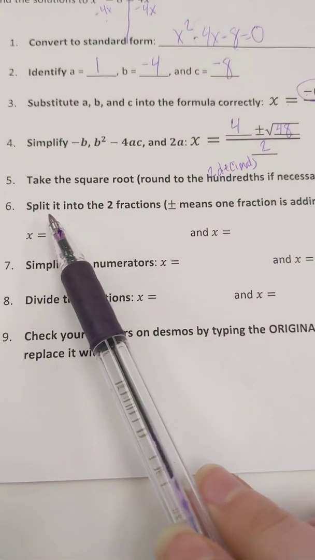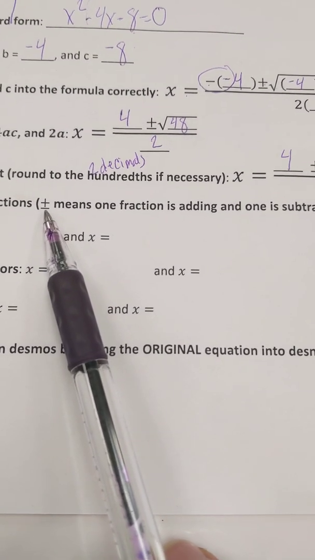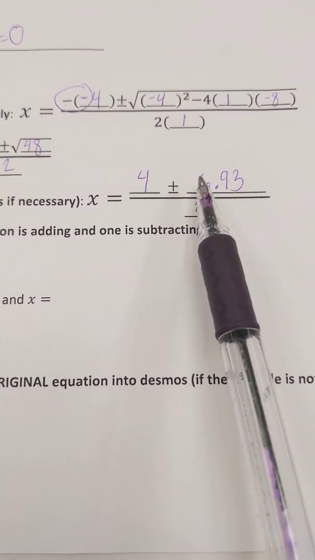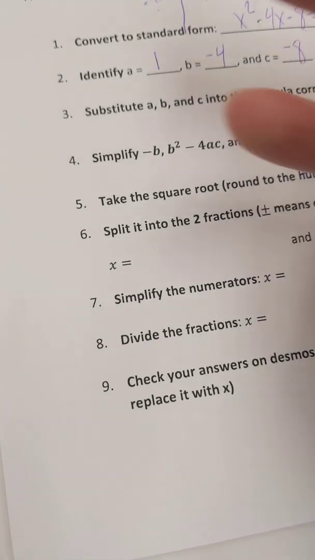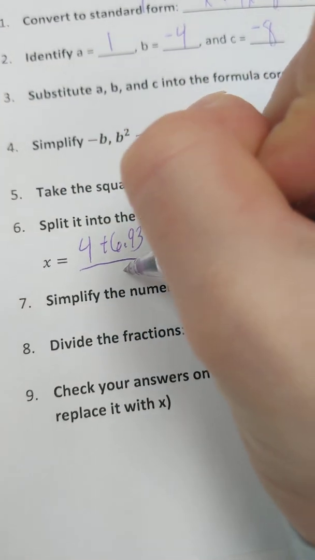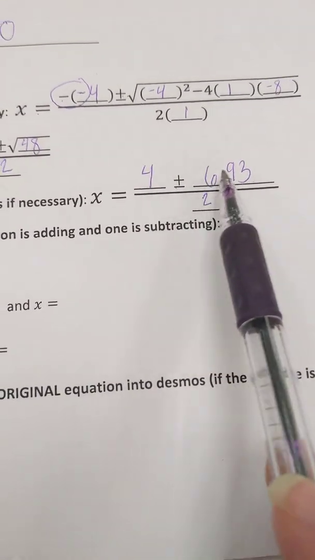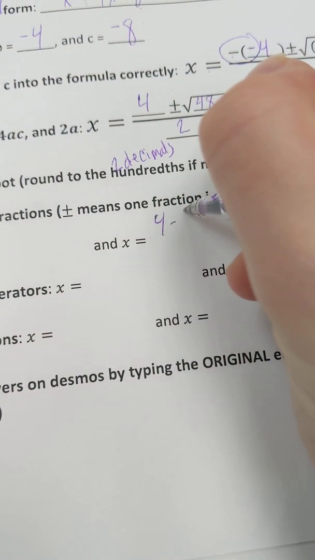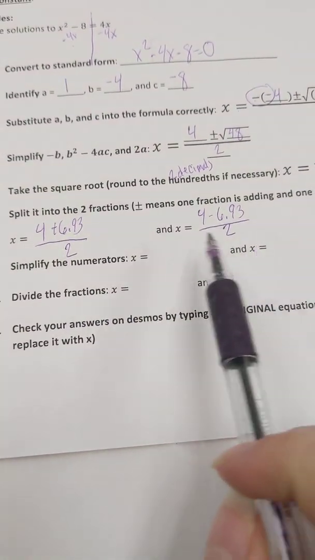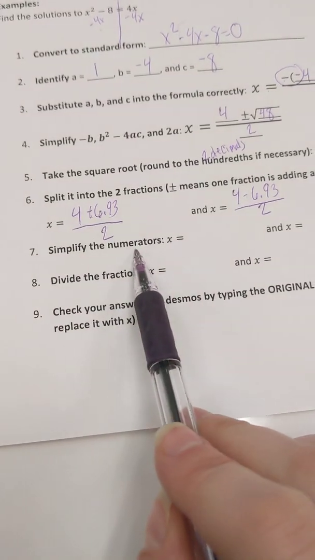Next step. Now we're going to split this into our two fractions. Remember, your plus or minus sign is called a plus or minus because one time you are going to add and one time you're going to subtract. So I'm going to take 4 plus 6.93, all divided by 2, is the first one. And then the next time, since this time I did plus, the next time I'm going to do 4 minus 6.93, all divided by 2. Okay, so my two fractions should be exactly the same except one time I have a plus and one time I have a minus.